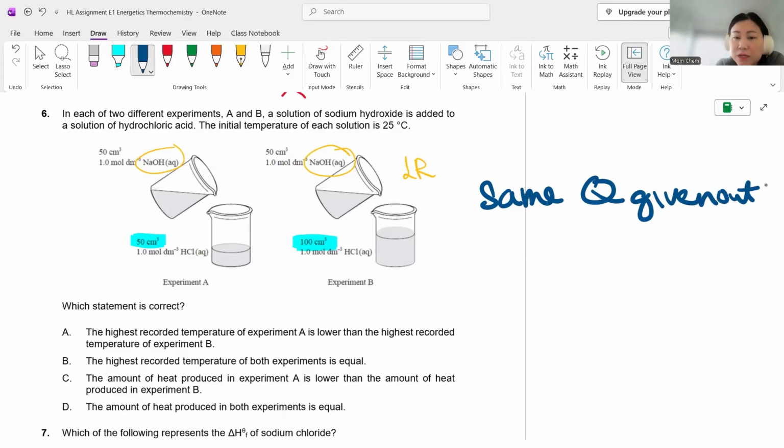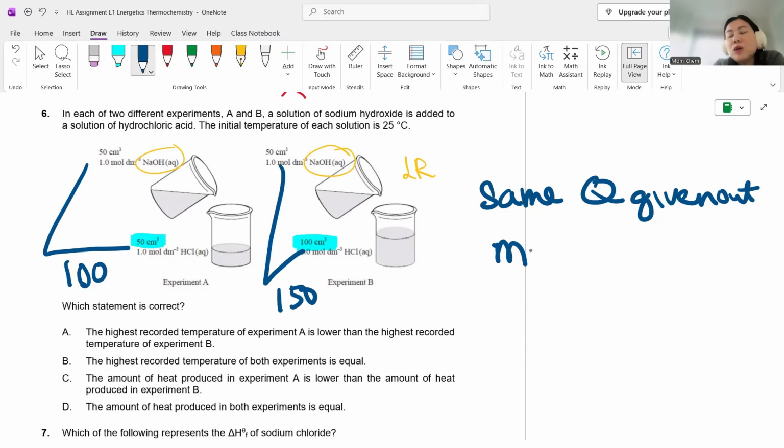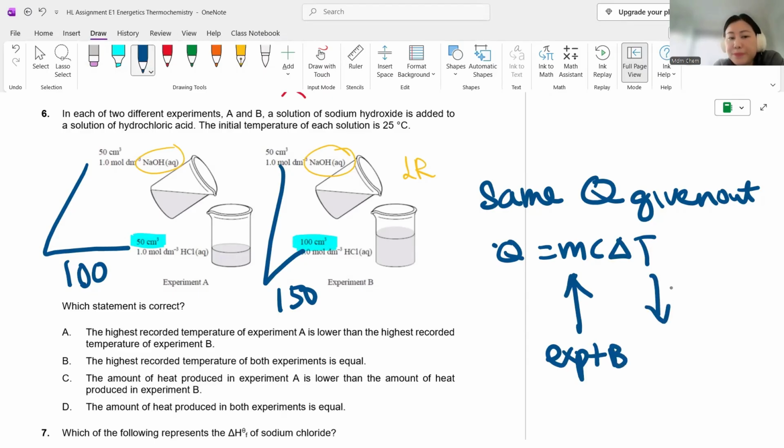But there's something that is different. The volume, or the M, is not the same. So the M for this case is 100, whereas the M for this case is 150. So if Q equals MC delta T, and Q is the same for both sets because it is limited by the sodium hydroxide, when M increases for experiment B, that means T has to drop. So with that, choose the correct answer.